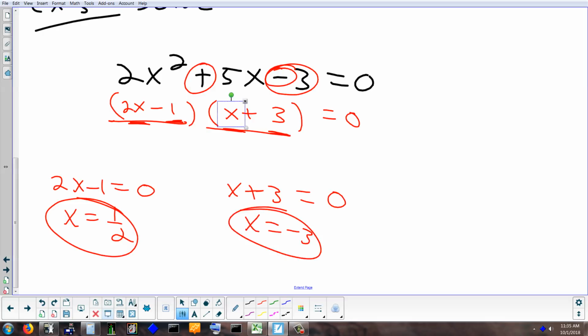If we check it, -3 plus 3 is 0. 0 times, this doesn't even matter, but 2 times -3 is -6. Minus 1 is -7. -7 times 0 is 0. Okay, so quadratic equations can have up to 2 answers for real numbers. Sometimes we have imaginary answers, but we're not going to get into that yet. Any question on that?